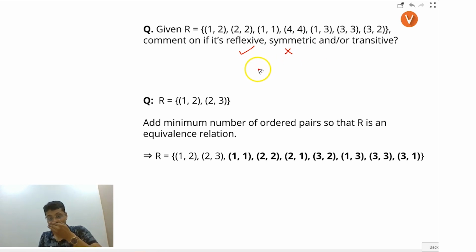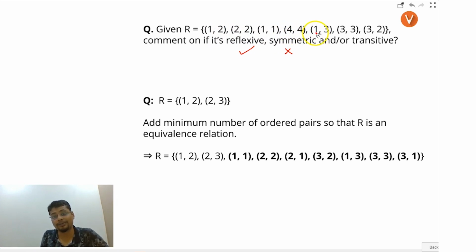All right. To check transitive, 1 is related to 2, 2 is related to 2. That means 1 should be related to 2. It is already there. So 1 is related to 1 and 1 is related to 2. So that means 1 should be related to 2. Again, it is there.